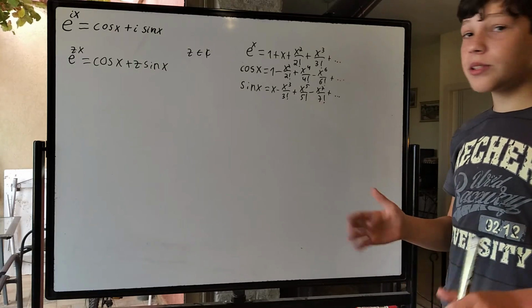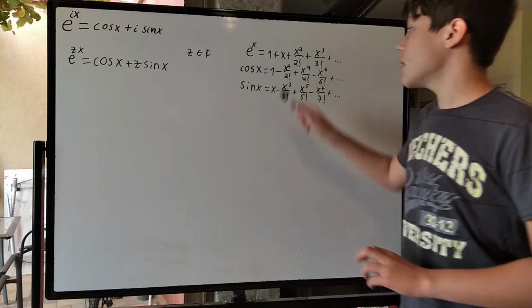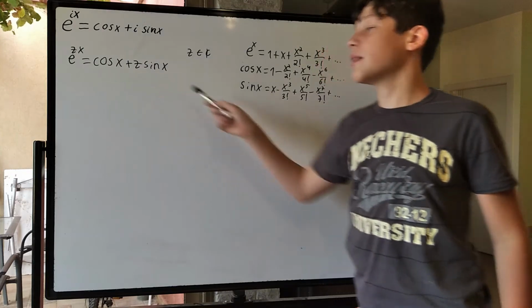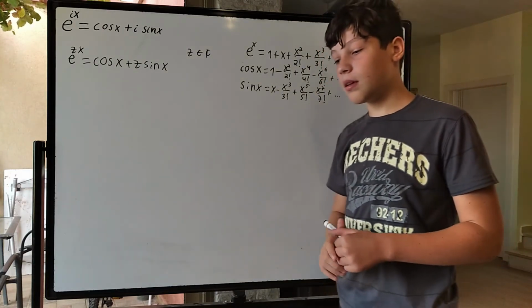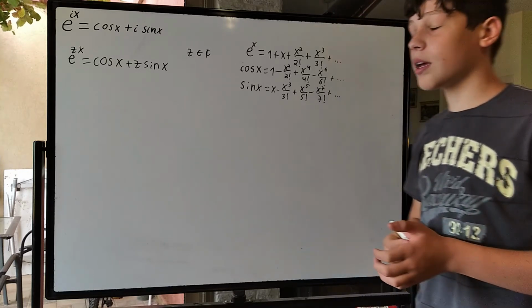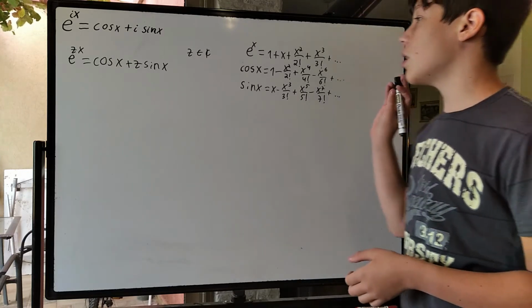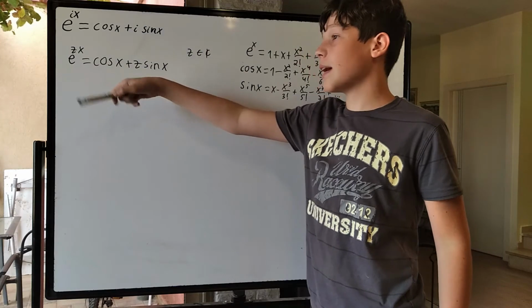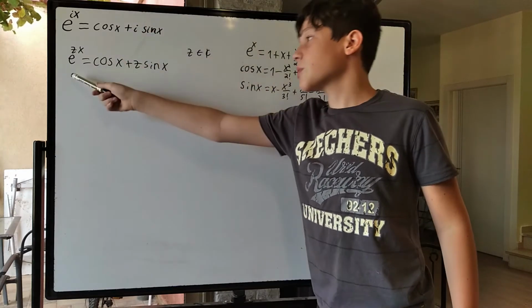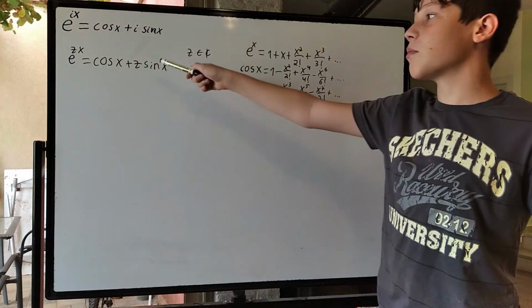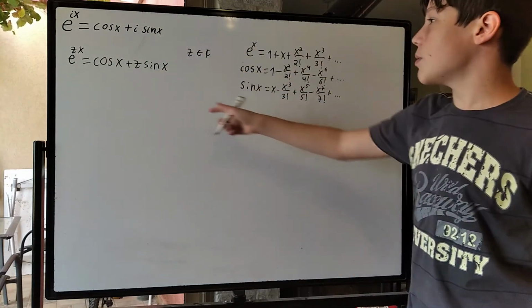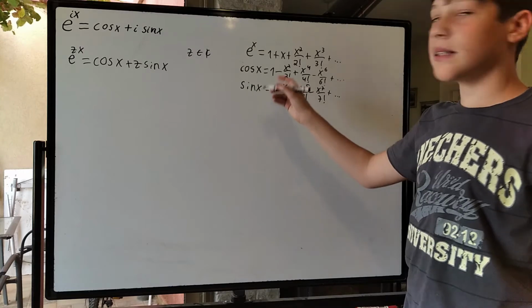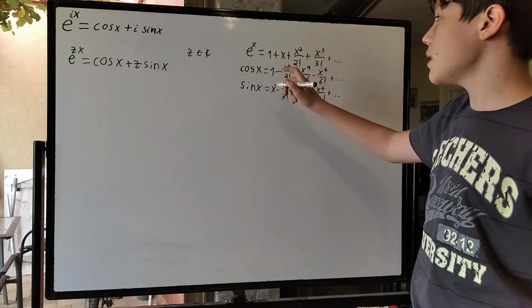Okay, now all we need to do is simply substitute all of these into these equations, and then we will know that the coefficients of x to the power of something here will be the same as x to the power of that same number over here. Okay, so e to the zx. That's just simply replacing x here with z.